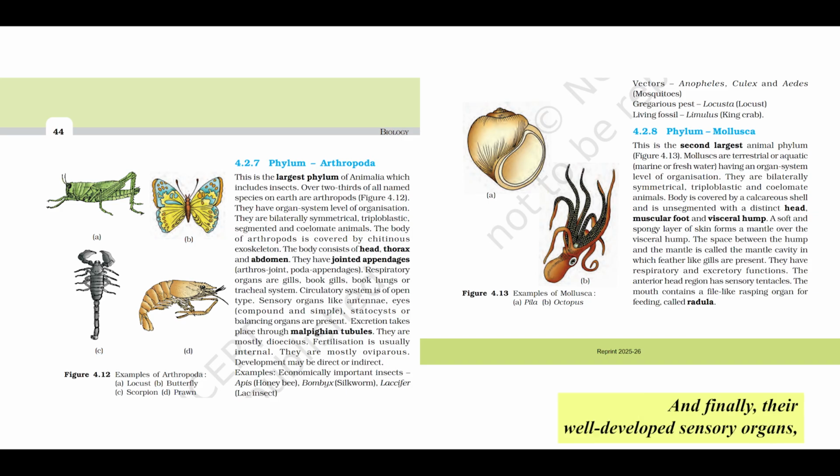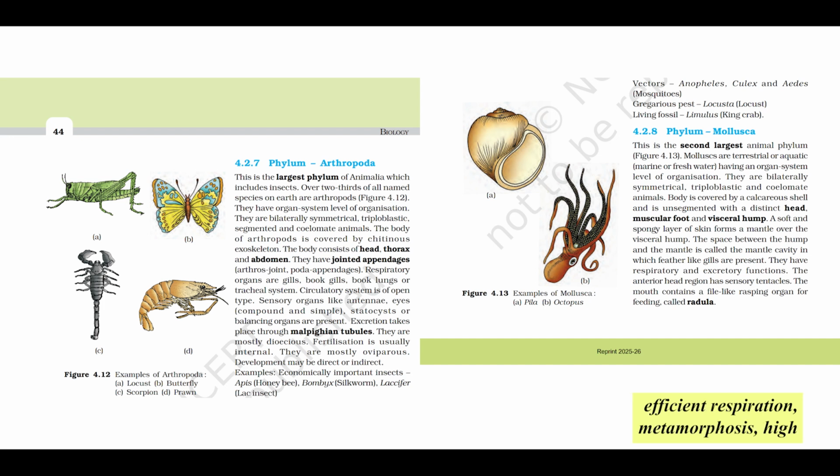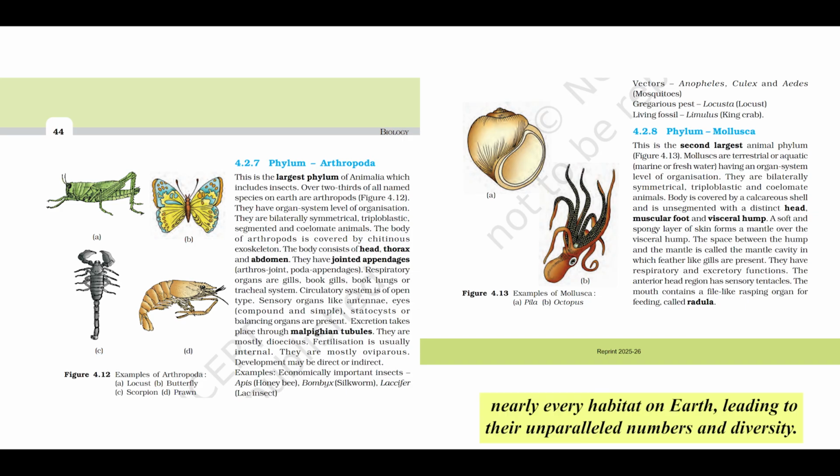And finally, their well-developed sensory organs, like compound eyes and antennae, enable them to effectively perceive and interact with their environment, find food, detect mates, and avoid predators. So it's not just one thing, it's the remarkable integration of the exoskeleton, versatile jointed appendages, segmentation, efficient respiration, metamorphosis, high reproduction, and advanced sensory systems that has allowed arthropods to successfully colonize nearly every habitat on Earth, leading to their unparalleled numbers and diversity. A winning combination indeed.